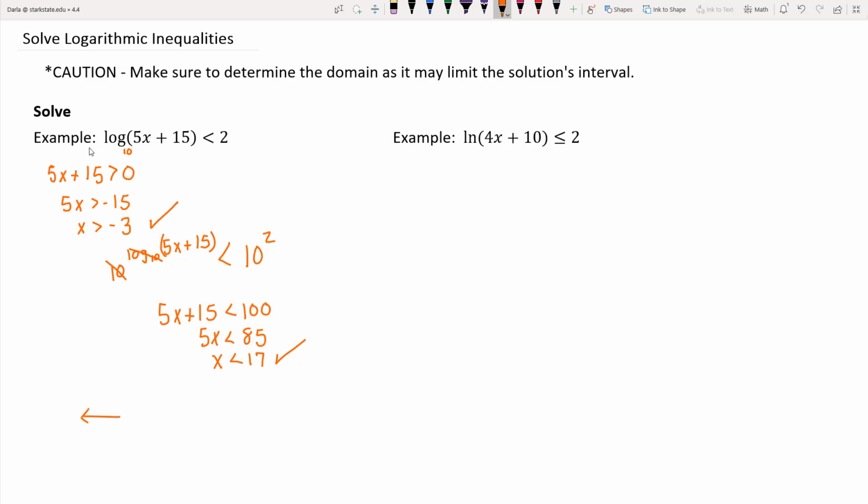If you plot that on a number line to help you visualize, maybe here's negative 3 and then 17's out here somewhere. X is greater than negative 3 would be this interval. X is less than 17 would be this interval, but you need the intersection of those two. They both need to be happening, and so that's from negative 3 non-inclusive to 17 non-inclusive. So your solution set goes from negative 3 to 17 non-inclusive on both ends.